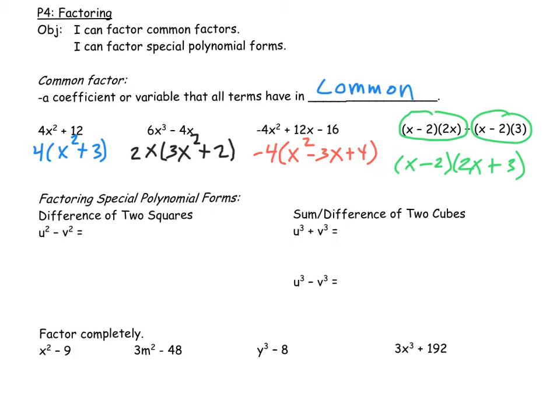Let's get a couple rules. Difference of 2 squares. This one I think I actually showed you in P3. If you get into cubes, those rules get a little bit trickier. You'd still have the 2 parts classified as u and v, but you would have u plus v times u squared minus u times v plus v squared.